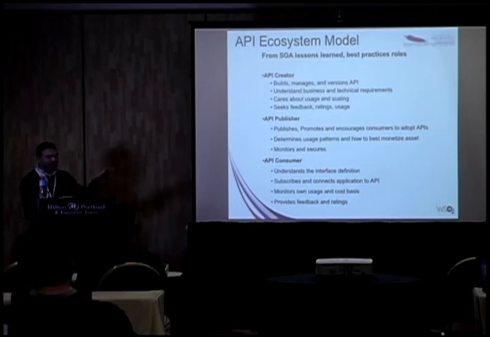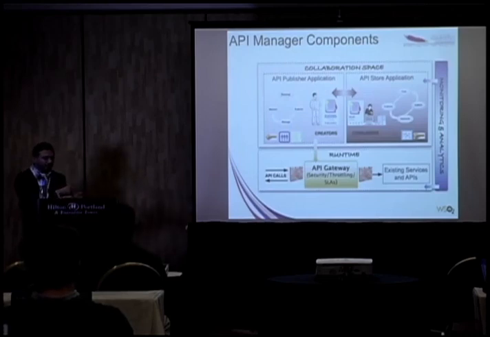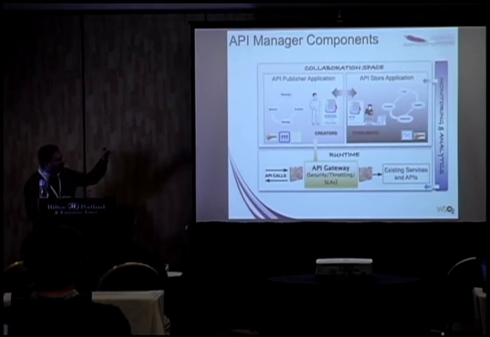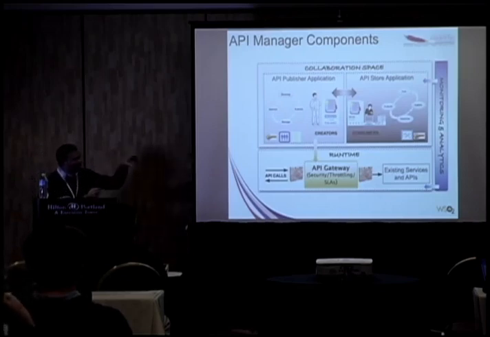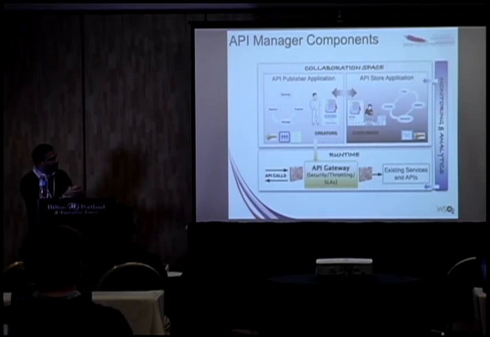With these three characters, the architecture looks like this. We need a gateway where we expose the API and handle the traffic coming from the consumers. Then there are two other architecture components. One is called the publisher, used to maintain the lifecycle of an API: you publish the API, manage it, monitor it, and then decide what to do with it. That's the API lifecycle. The consumers have a lifecycle as well: people will subscribe and then use the API. For that, there should be a marketplace. We call it a store, and it should be in this particular architecture.